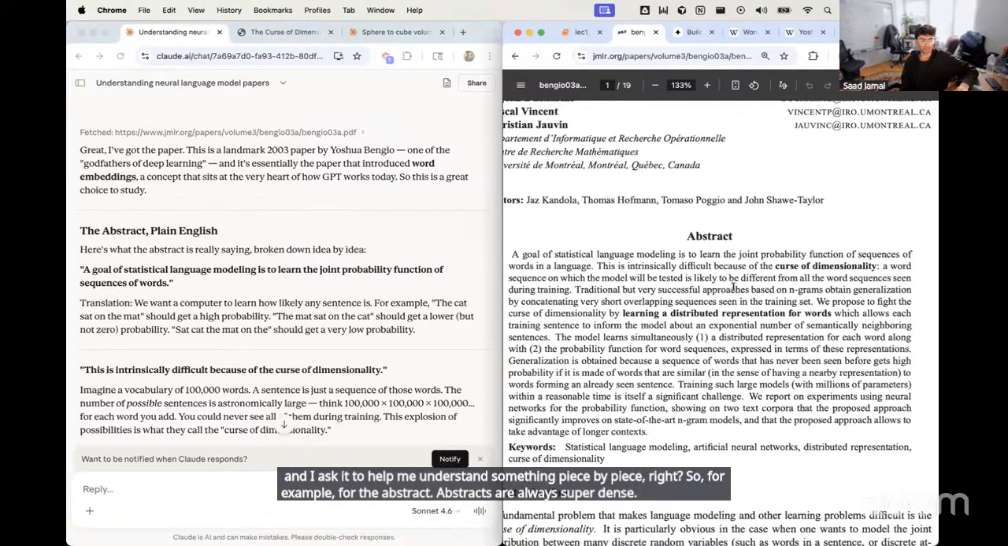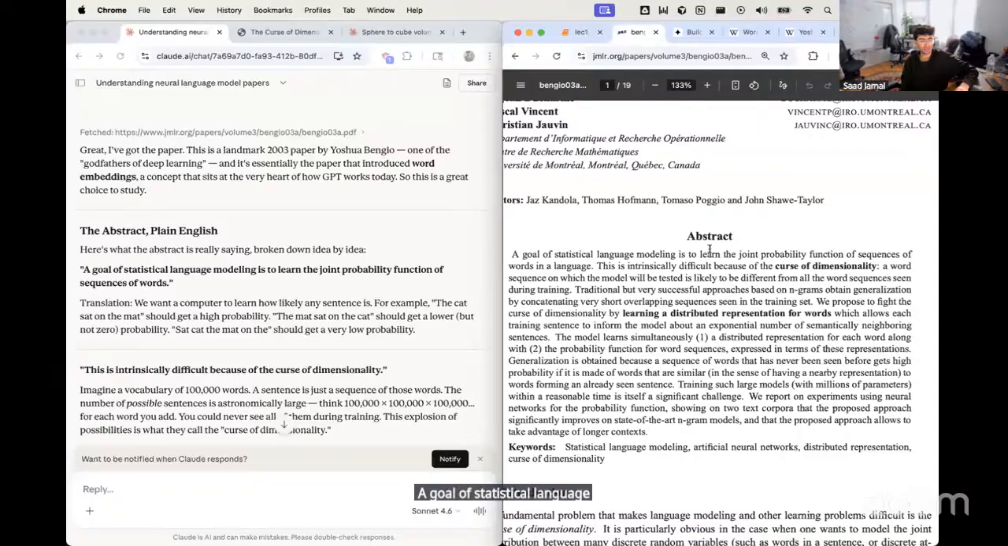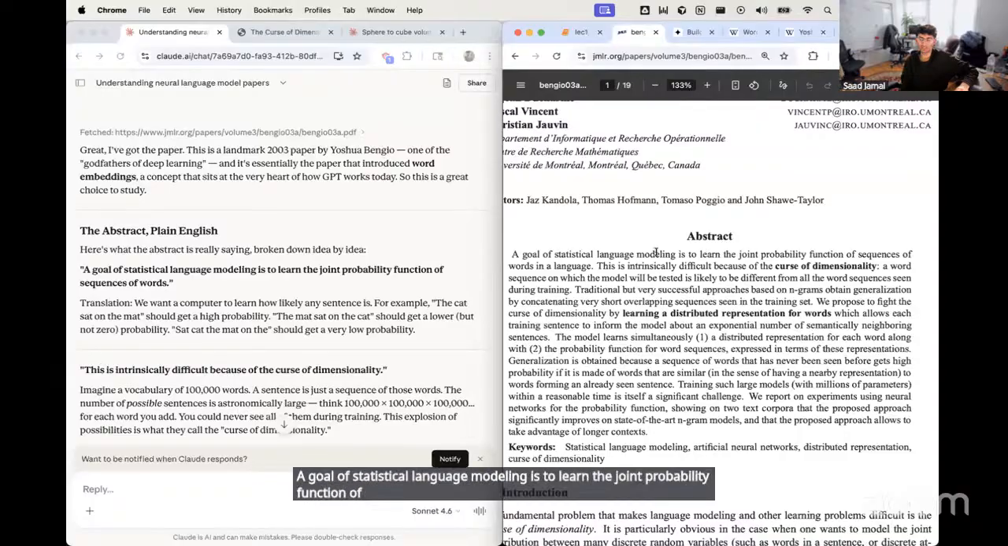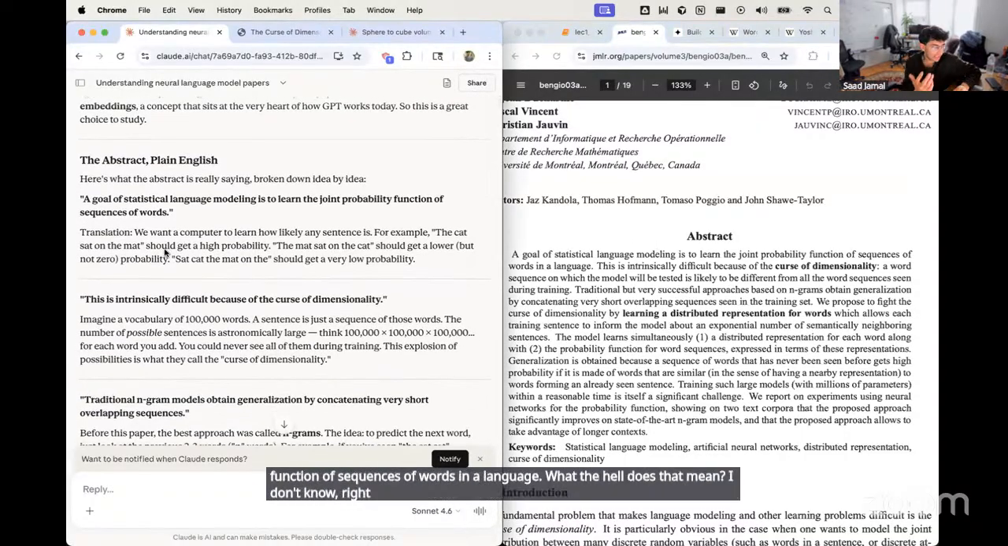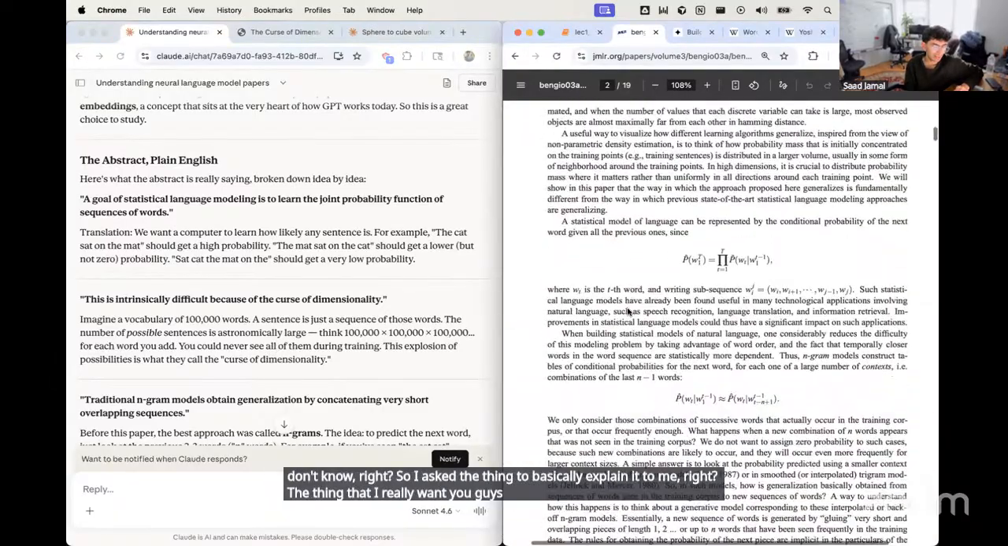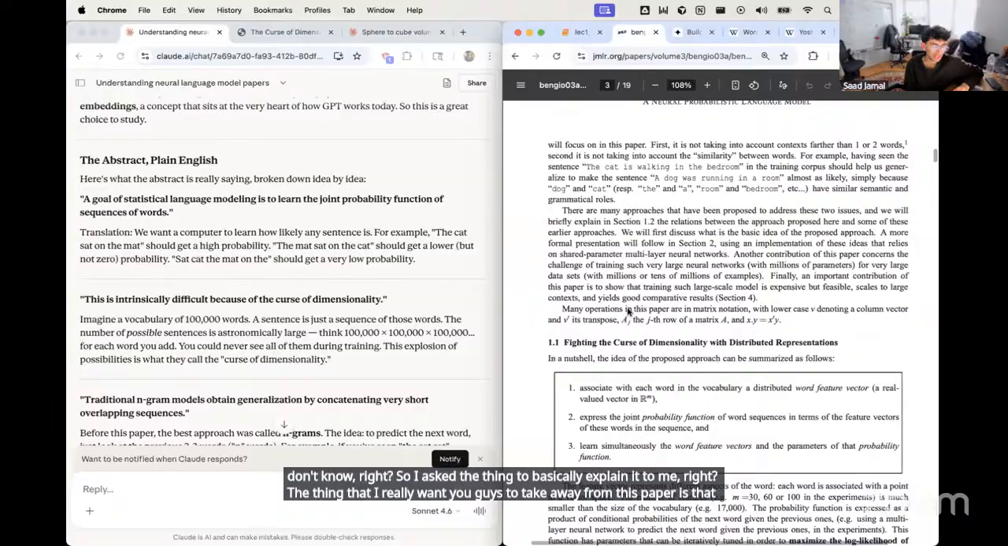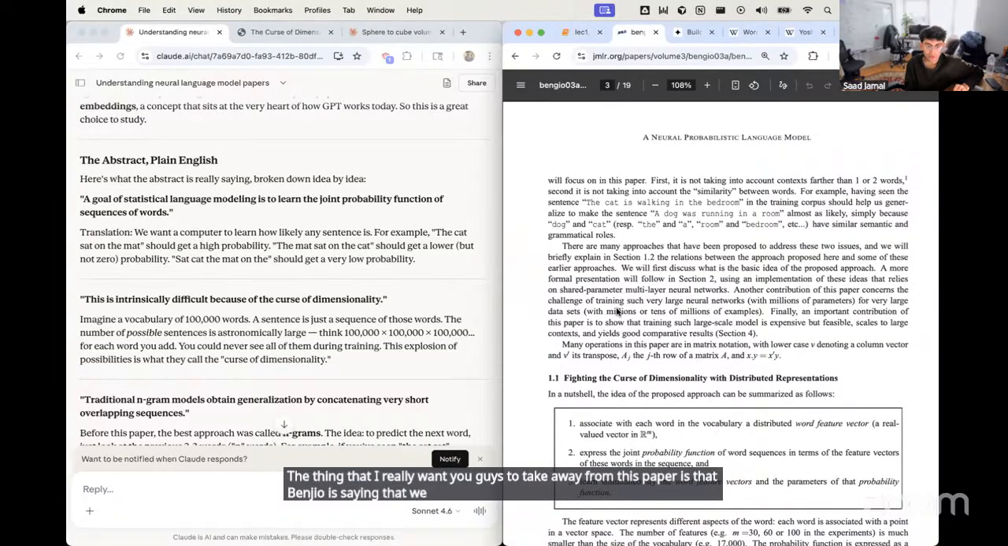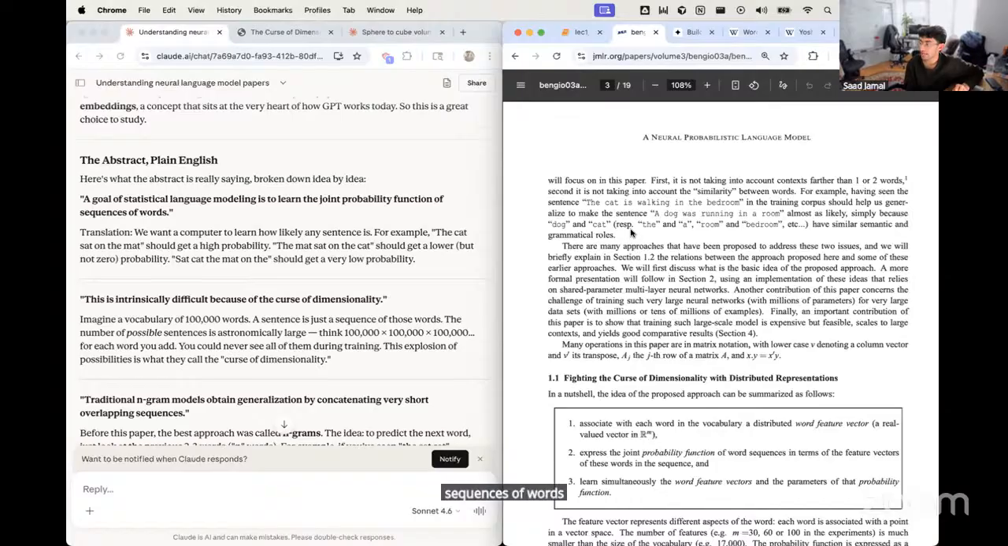A goal of statistical language modeling is to learn the joint probability function of sequences of words in a language. What the hell does that mean? I don't know, right? So I asked the thing to basically explain it to me. The thing that I really want you guys to take away from this paper is that Bengio is saying that we don't just want to predict sequences of words, right? That's what we were doing last week.